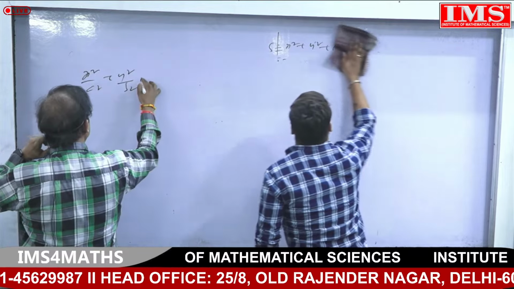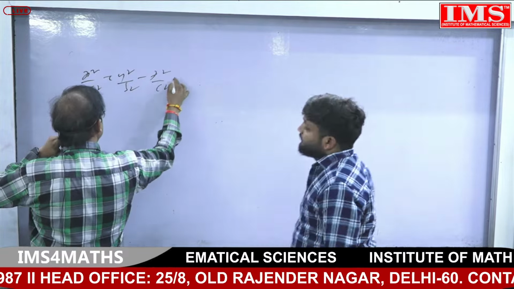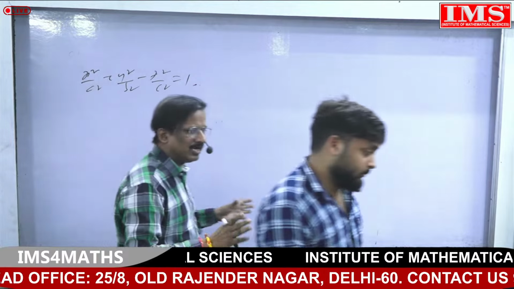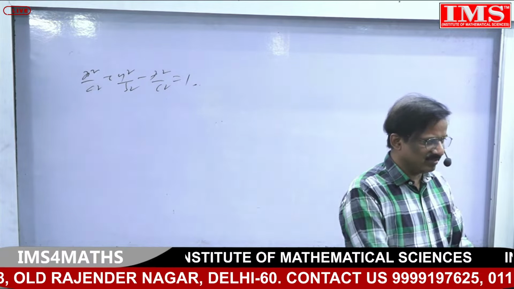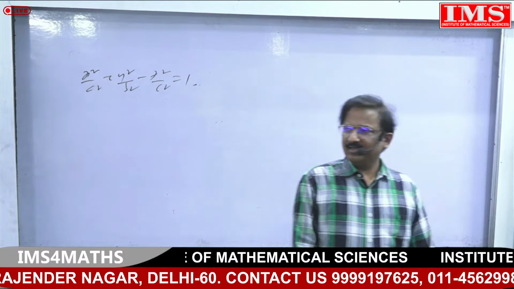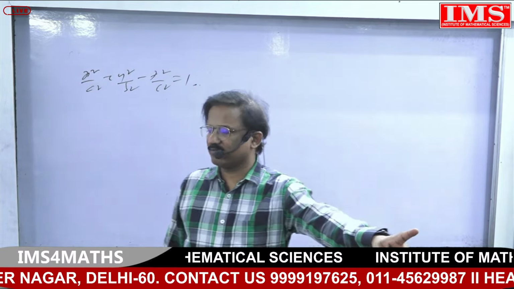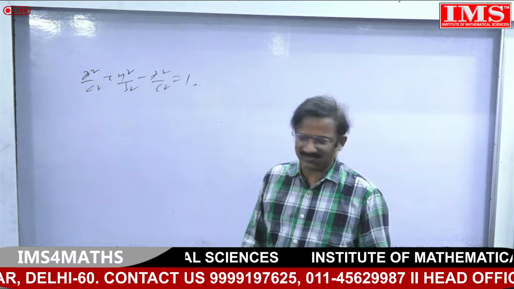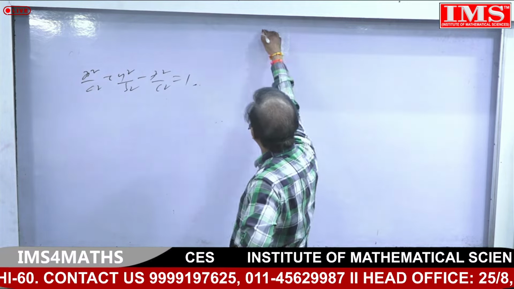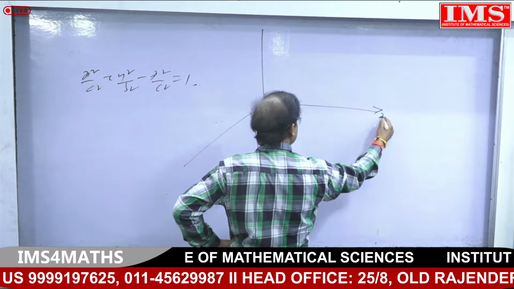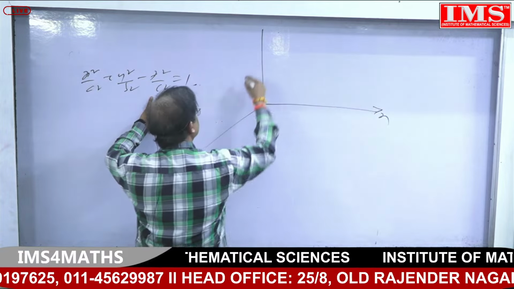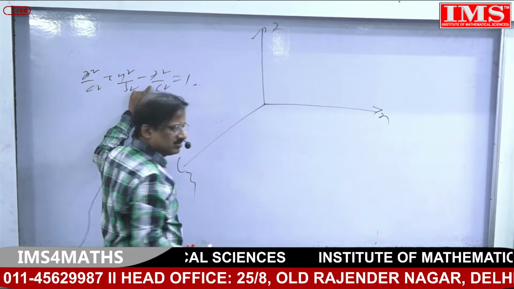x²/a² plus y²/b² minus z²/c² is equal to 1. It is a hyperboloid of one sheet, right? And only one axis will be the imaginary axis. Can you imagine that the information is like this? Which axis is the imaginary axis? Can you tell me? Z axis, since you have a minus.